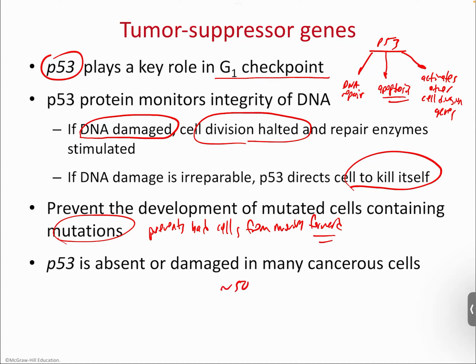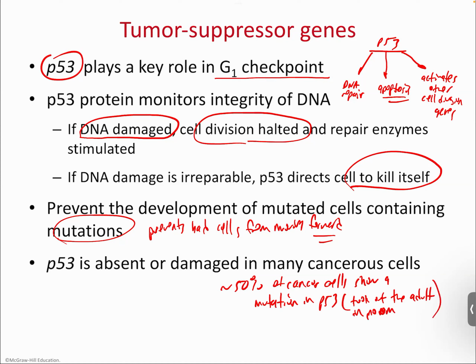So roughly about 50% of cancer cells show a mutation in P53. What does that mean? They took out the adult in the room. So now they can do what they want. And everybody knows that kids without supervision are dangerous.